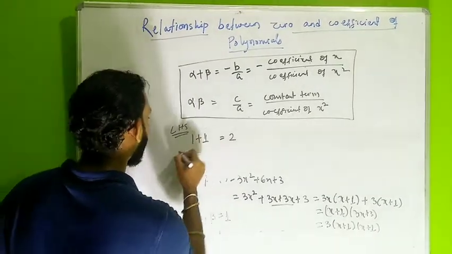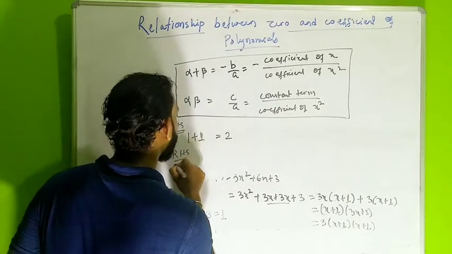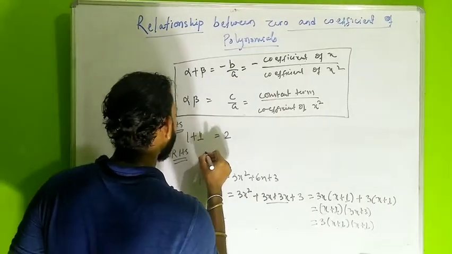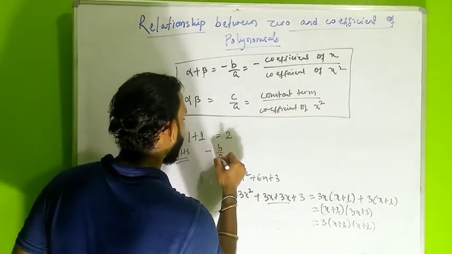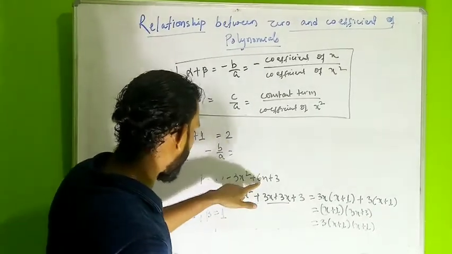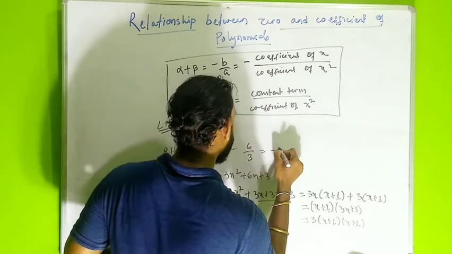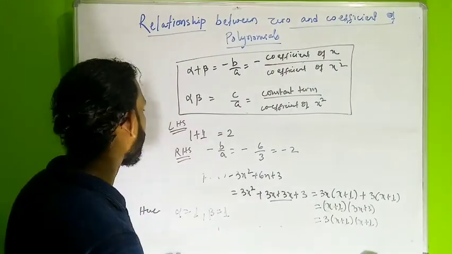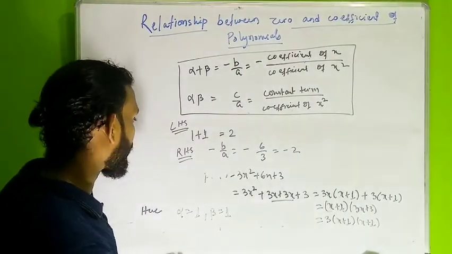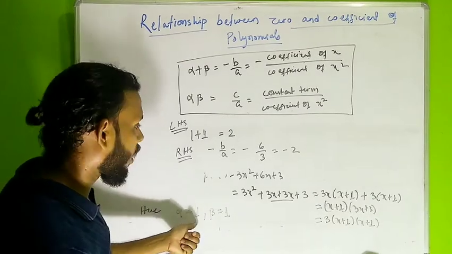Now my RHS will be equal to minus b by a, that is equal to minus 6 by 3, so it is equal to minus 2.